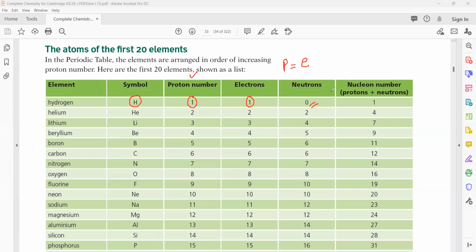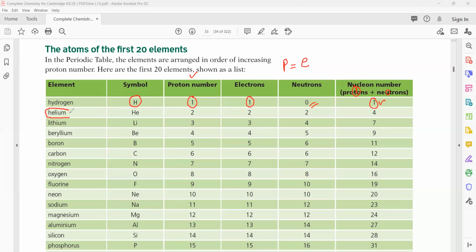Okay. When we look at the nucleon number, or the atomic mass number, we find only 1. Why? Because in hydrogen there is only one proton and no neutron. That's the reason 1 is the answer. Is it quite easy or not? Yes, Alhamdulillah.